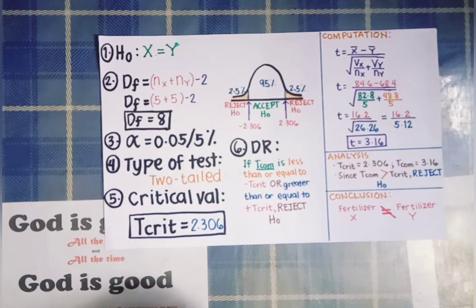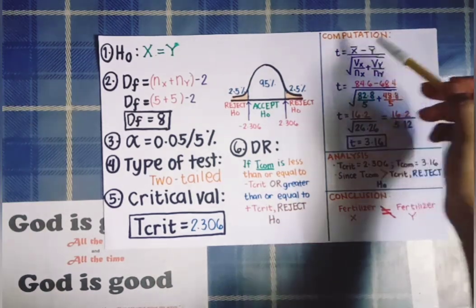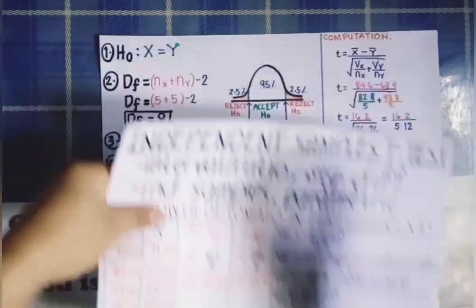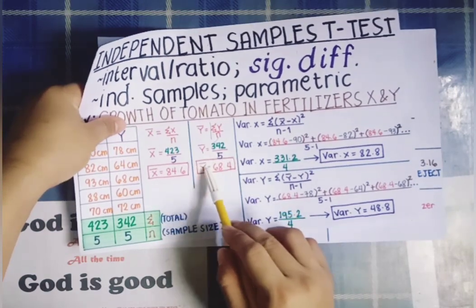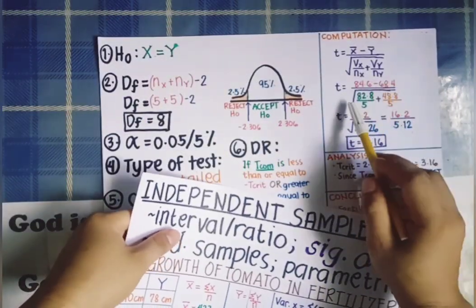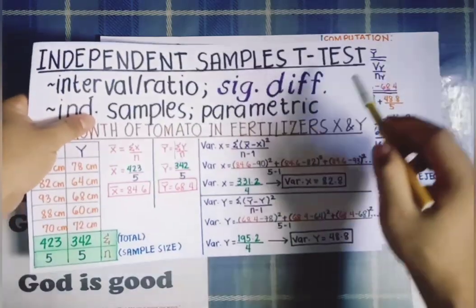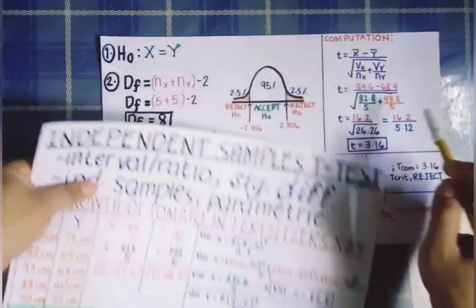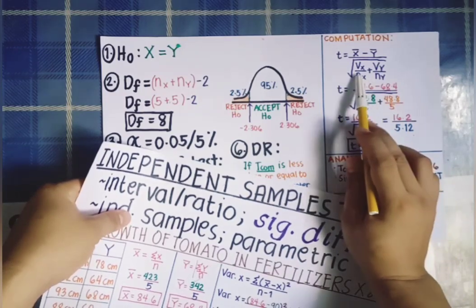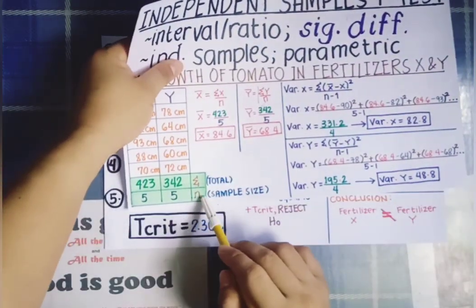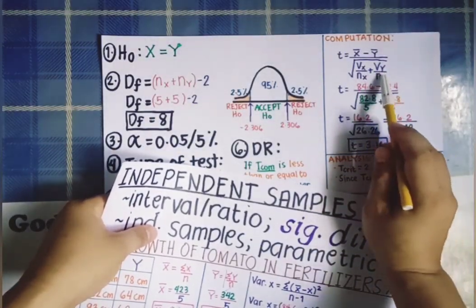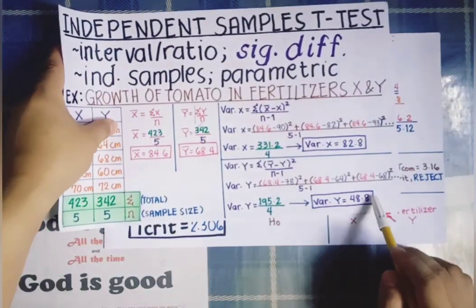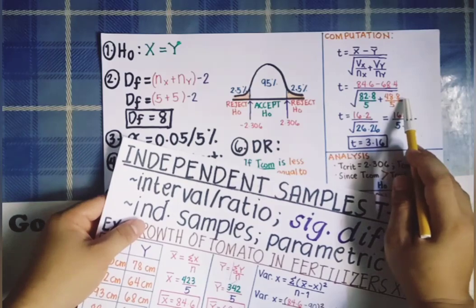So by just substituting all the values that we obtained earlier, our mean for x here is again 84.6. Our mean for y is 68.4. That's why we have here 84.6 minus 68.4 over the square root of the variance for x in our computation earlier, that is 82.8, over the sample size for x, which is 5, plus the variance for y, which we already computed earlier, that's 48.8, over the sample size for y, which is also 5.